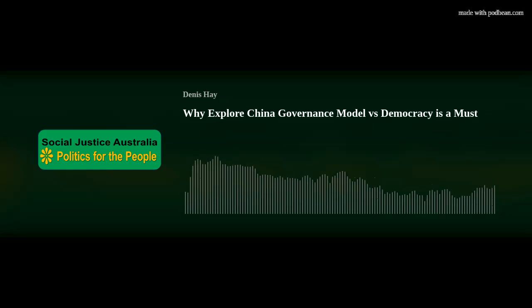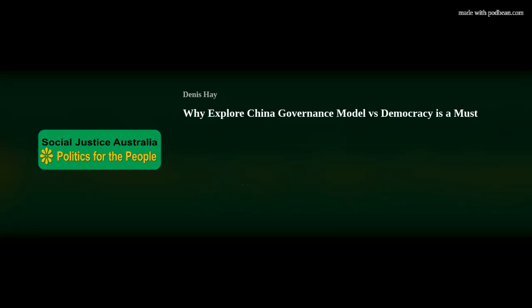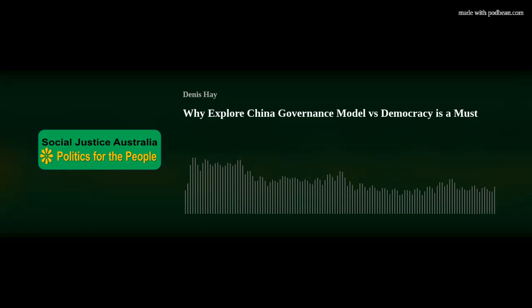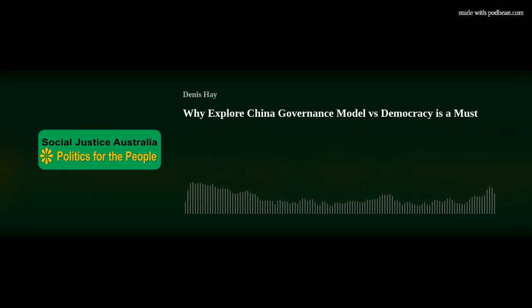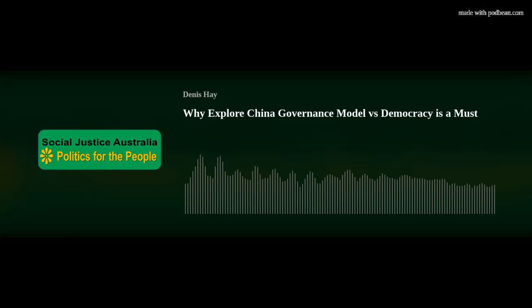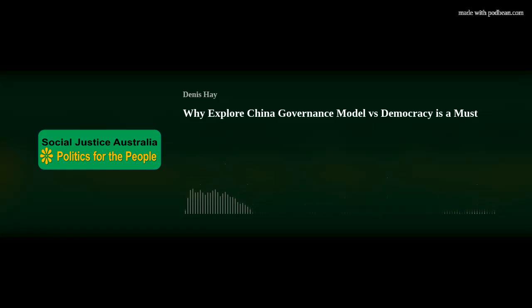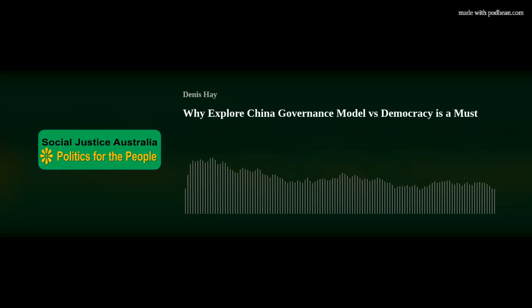Final thoughts: learning from both systems. The effort to explore China governance model versus democracy is not about choosing one over the other. It's about understanding what works, what doesn't, and how systems can evolve. Democracies can learn from China's long-term strategic planning, while China can benefit from expanding certain political freedoms. The future may belong to countries that successfully blend stability, inclusiveness, and results-driven governance, lessons that are at the heart of the China governance model versus democracy debate.